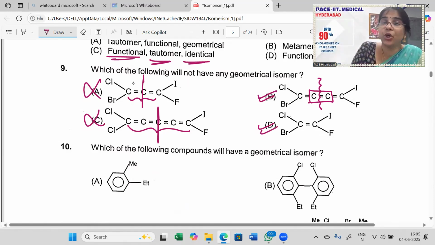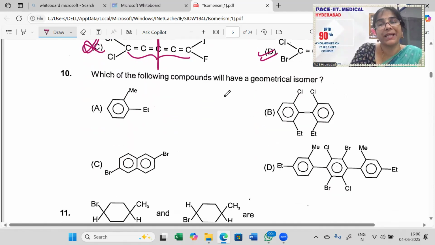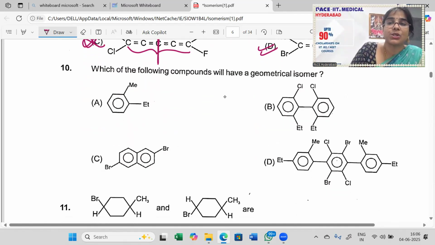Which of them will not have the geometrical isomers? A and C will not have any geometrical isomers. A and C will not have. B and D will have because they do have that plane on the bond. So plane should be there on the bond. Remember this. So remember, if you can go back to the previous questions, if both are coming from the cycle, you're coming onto the same carbon and encountering the same carbon, then also you will not have the geometrical isomers. Okay, next question, number 10.